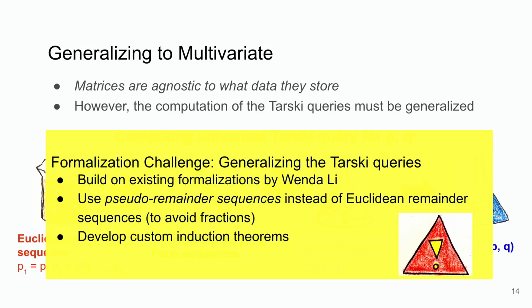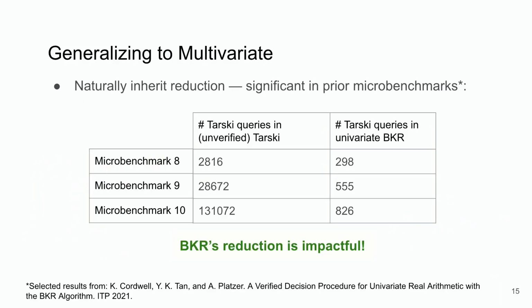We benefit from some existing formalizations in Isabelle by Wenda Lee, but there are some mathematical details here that I haven't quite shown you, like we can't just really use a Euclidean remainder sequence that would give us fractions. We don't like fractions. Instead, we're going to use a mathematical tool called pseudo-remainder sequences. So there are some details that are in the paper if you're curious. We also use some fancy tricks like custom induction theorems in Isabelle to make our formalization go through. Takeaway, this was a challenge point. But once we sort of surpass this hurdle, then we naturally inherit some nice things from our univariate case, like this matrix reduction, because again, matrices are agnostic to what data they store.